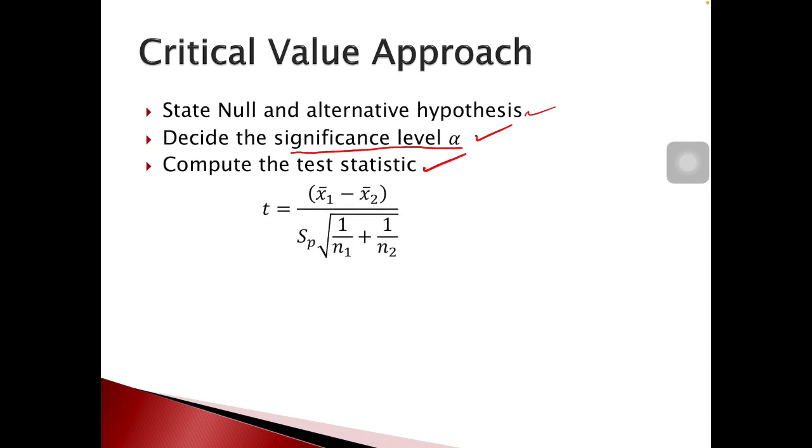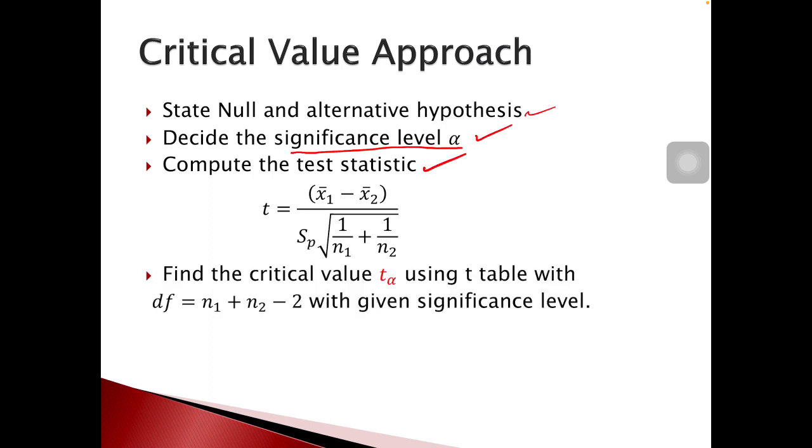You already know what the test statistic is. You have to calculate this test statistic. Next, find the critical value T alpha, this value, using the T table. Degree of freedom is always n1 plus n2 minus 2, with the given significance level. Alpha is given.